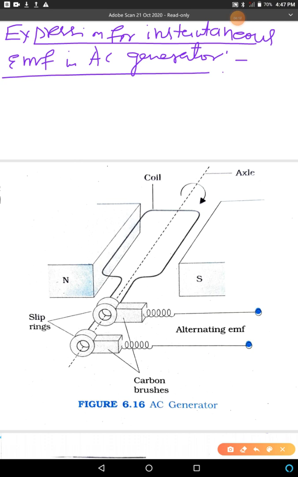So this diagram, I have taken the photo from the textbook. You should write the diagram neatly. When you send notes, you should copy it from the textbook neatly. So mention the parts. So see this AC generator.